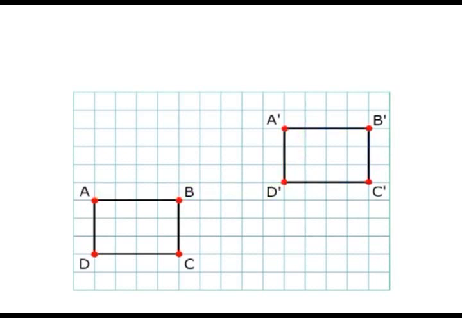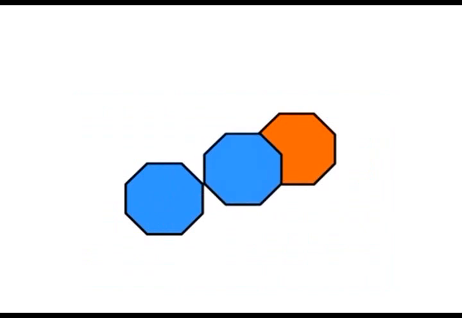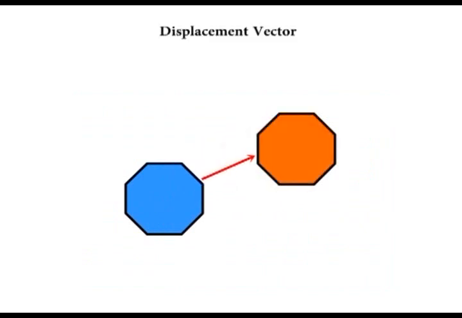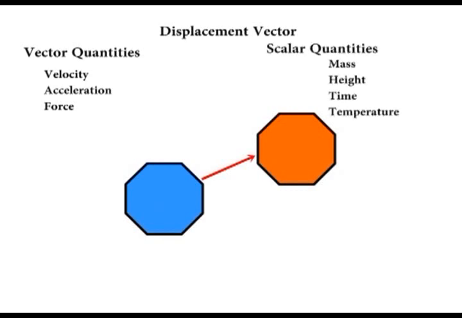A quantity that describes the distance and direction of motion is called a displacement vector, or simply a vector. The distance moved is the length of the vector and it's called the magnitude of the vector. Examples of vector quantities include velocity, acceleration and force. Quantities such as mass, time, height and temperature only indicate magnitude but no direction. Such are called scalar quantities.